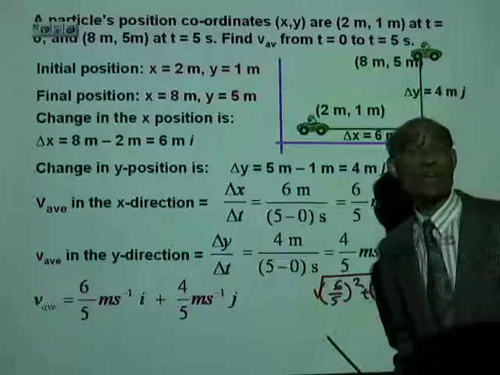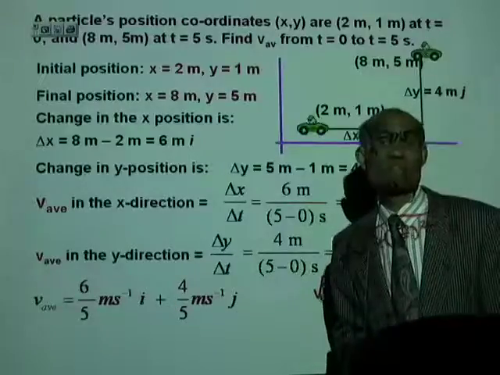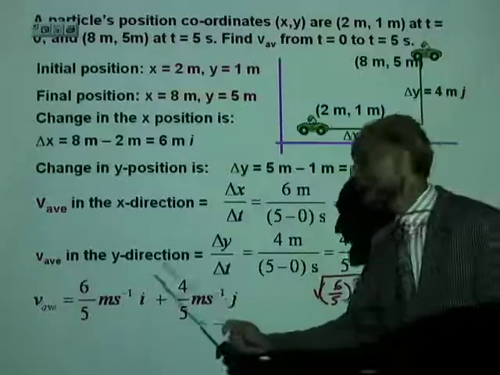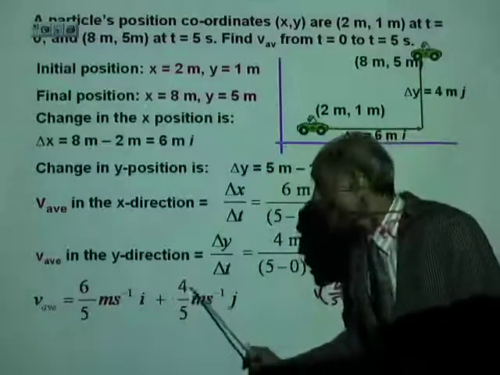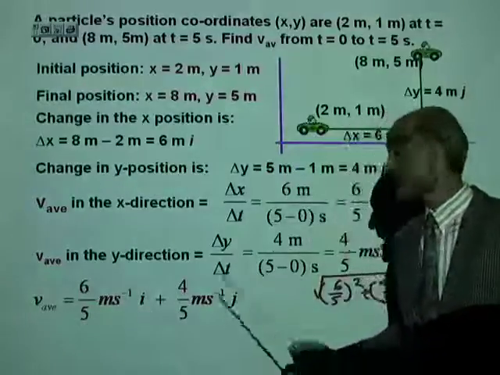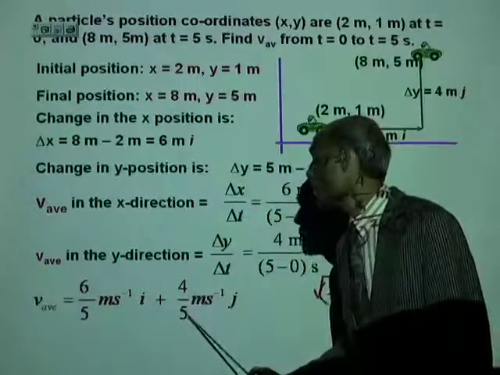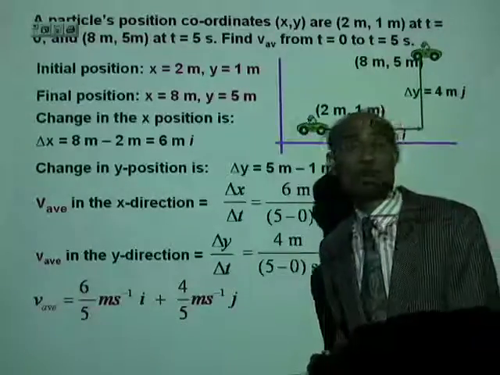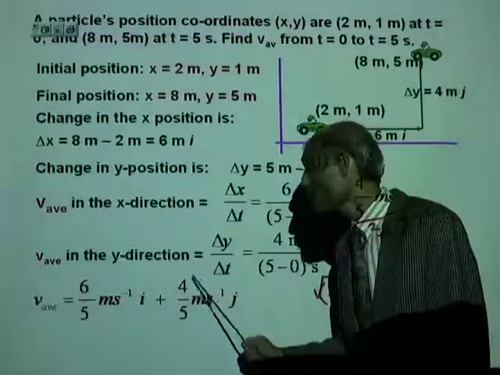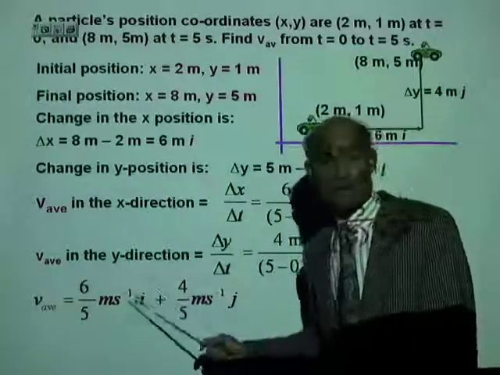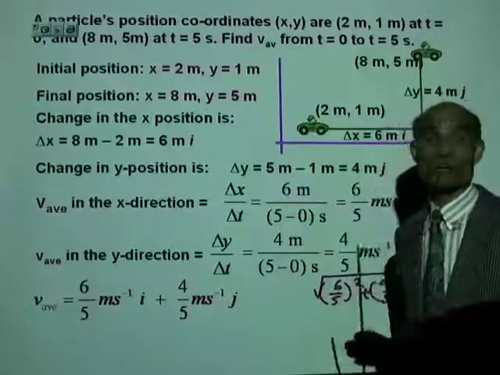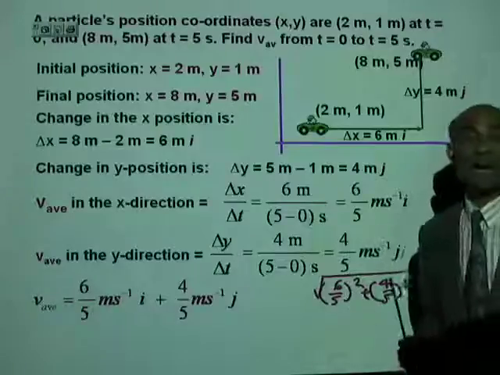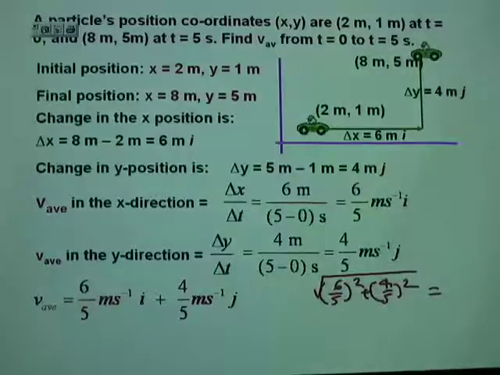And what will be the angle of the resultant, the average velocity? The angle will be tan inverse of y over x. Tan inverse of 4 over 5 divided by 6 over 5, and that will be tan inverse of 4 over 6. Alright, find that angle on your own. You can express this in terms of magnitude angle form.